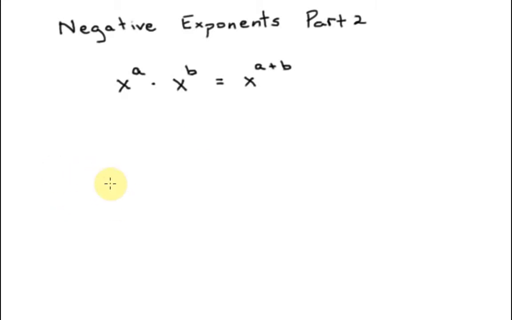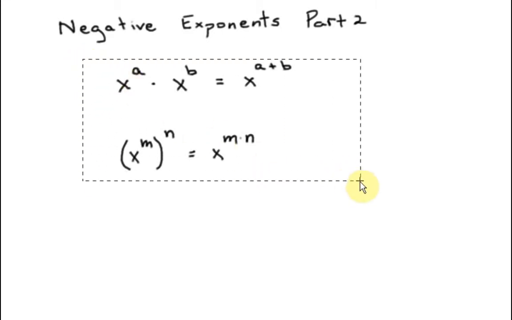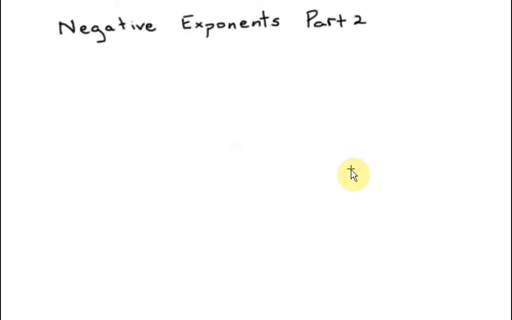Another important rule is this one. If you have a power and you raise it to another exponent, so you kind of have your inner and outer exponents, then the rule is that you multiply the two exponents together. So these are the very important two rules of working with exponents. So now let's clear off the screen and start our first example.